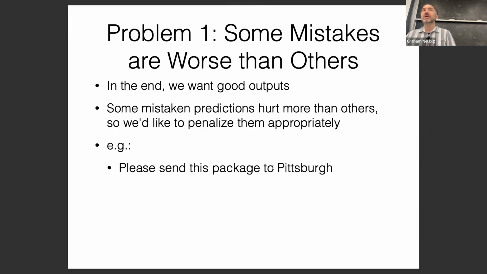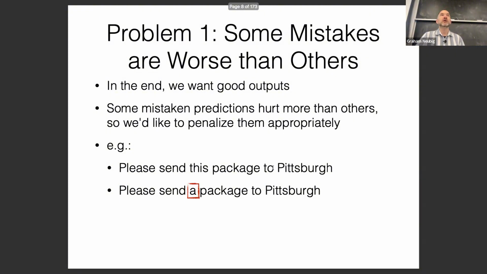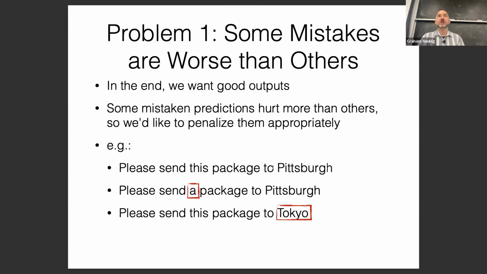So if I have the output be, please send this package to Pittsburgh, let's say I have a machine translation system or a speech recognition system, and this is an output that I would like. If I make a mistake and turn this into please send a package to Pittsburgh, then that is not a problem at all. I'll still get my intent across. But if it says, please send this package to Tokyo, then that would be a problem because my package might end up 13 time zones away.